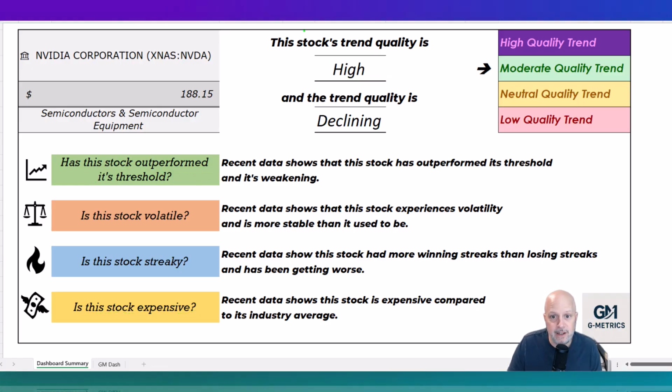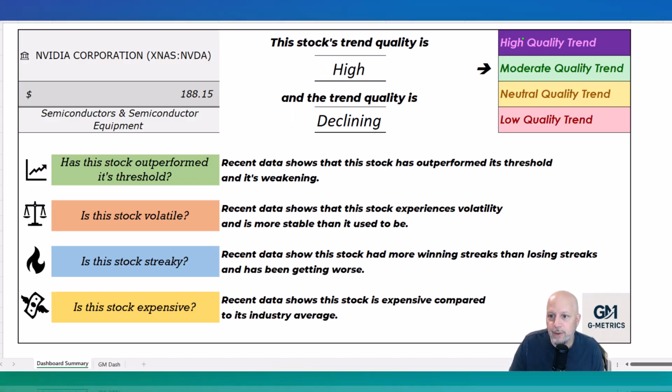At the top here, we talk about the trend quality, and the trend quality of NVIDIA is high. The stock trend quality is high and the trend quality is declining. So that's the comparative between the 2 eras. This is what the most recent data looks like, as having a high trend, but it is actually lower than it used to be.